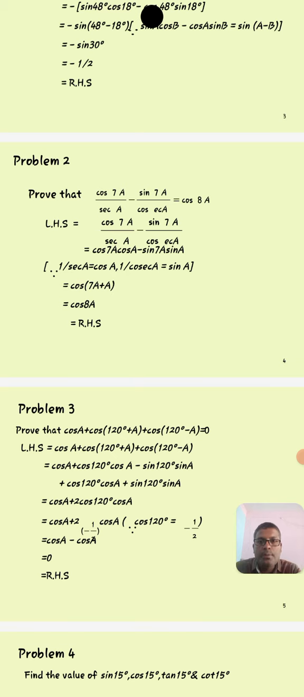Now you observe cos 7a into cos a, we get minus sin 7a into sin a. Now using the formula, cos 7a cos a looks like cos a into cos b minus sin 7a into sin a, that is sin a into sin b. So what is the suitable formula here? Cos a cos b minus sin a sin b.